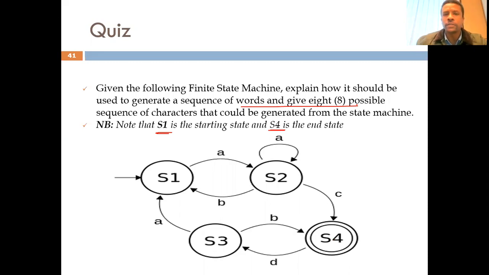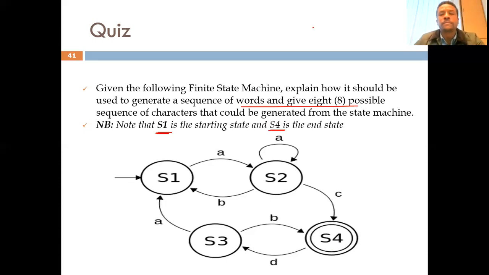Did you get the point? This is your assignment for today. This is a finite state model. S1 is a starting symbol, and S4 is the ending state. The start symbol and the end symbol. And from this finite state model, generate 8 possible sequences of characters.